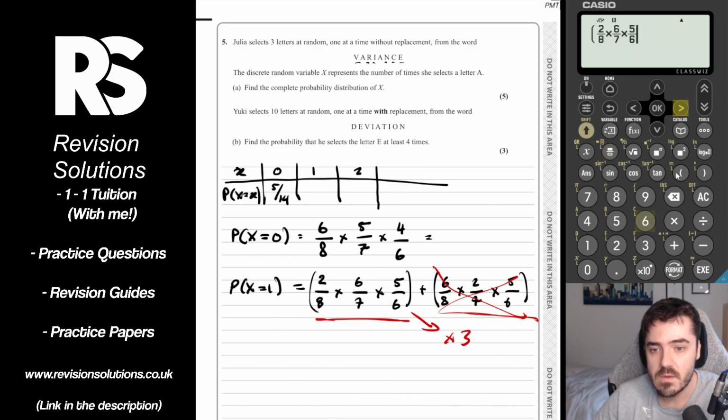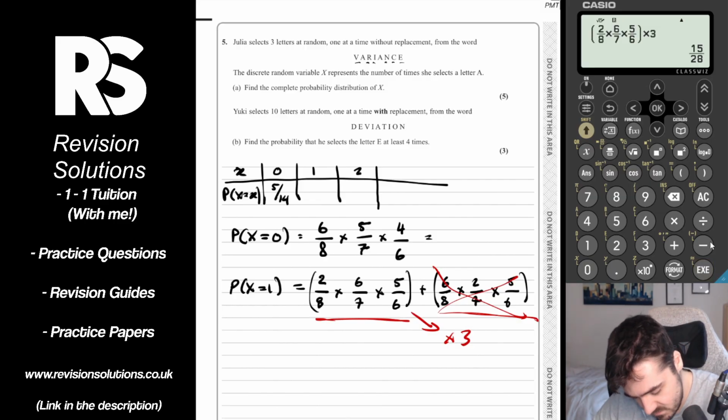That's the probability of her only selecting 1 A. And this can happen 3 different ways, so we're going to multiply this by 3, which is 15 on 28.